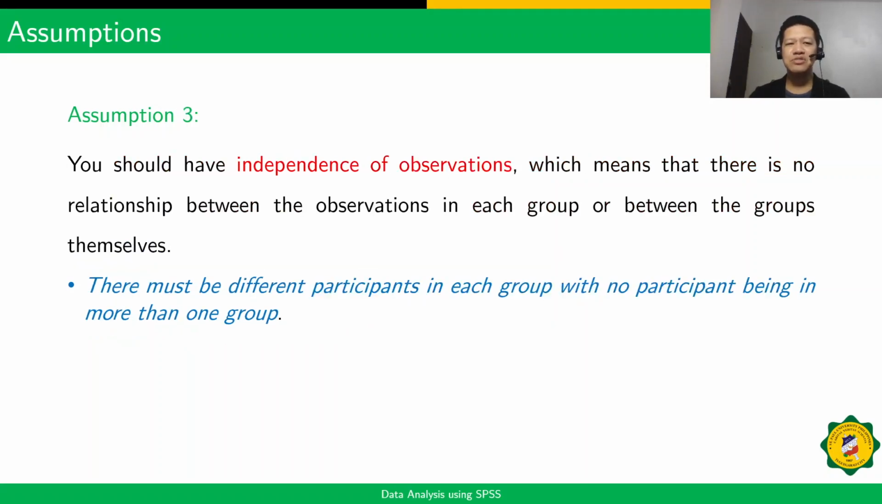The third assumption is there should be independence of observations, which means that there is no relationship between the observations in each group or between the groups themselves. There must be different participants in each group, with no participant being in more than one group.